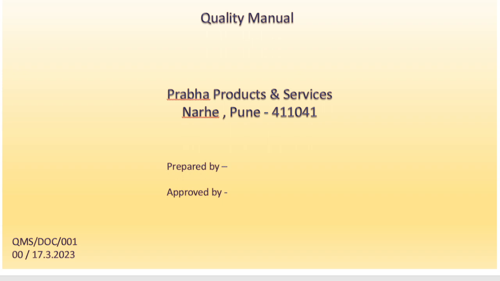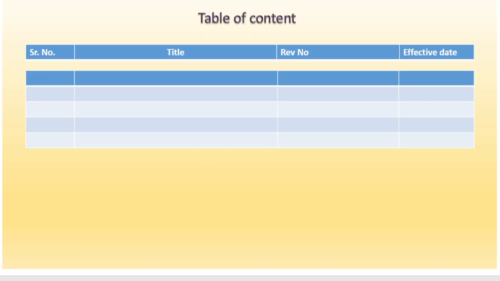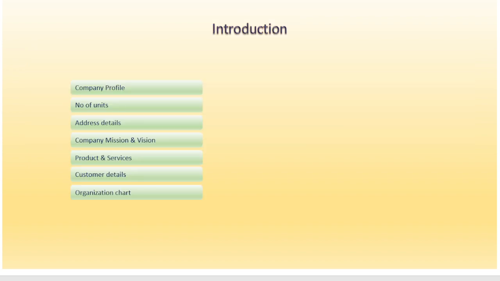So the first page is the name of your organization, who has prepared this manual and who has approved it, and you can have a documentation number and a revision status of this document. Then on the second page you can have a table of contents, with serial number, title of the documentation, revision number, and the effective date when you implemented this document.